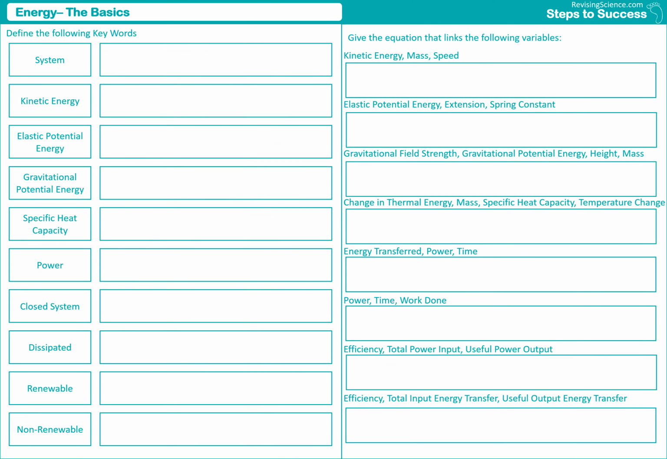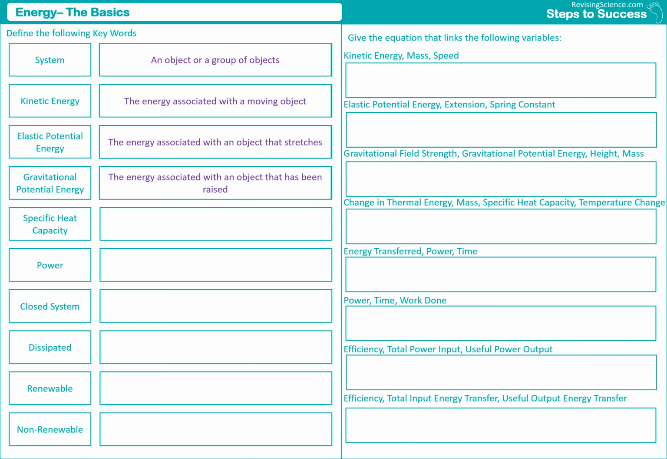In the energy topic, there are a lot of keywords that you need to know. A system is an object or a group of objects. Kinetic energy is the energy that's associated with a moving object. The elastic potential energy is the energy associated with an object that stretches or can be compressed. Gravitational potential energy is the energy associated with an object that's been raised. Specific heat capacity is the amount of energy required to raise the temperature of 1 kilogram of a substance by 1 degree Celsius. Power is the rate at which energy is transferred, or the rate at which work is done.